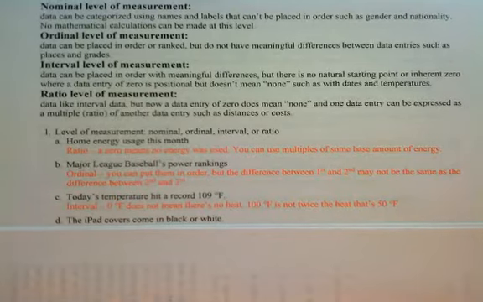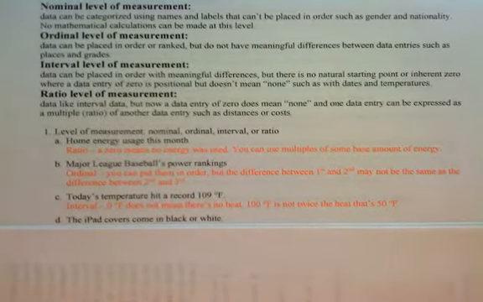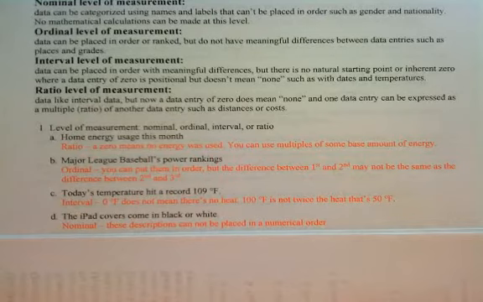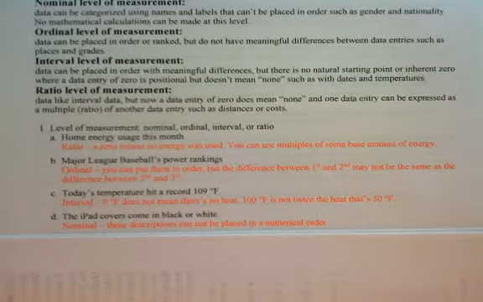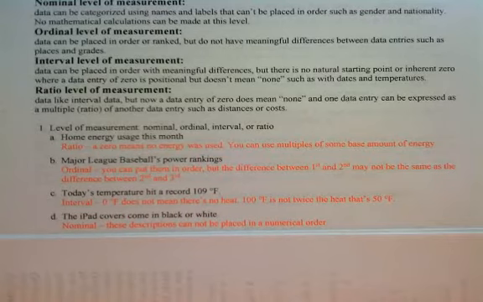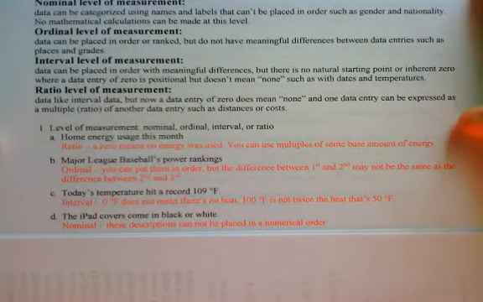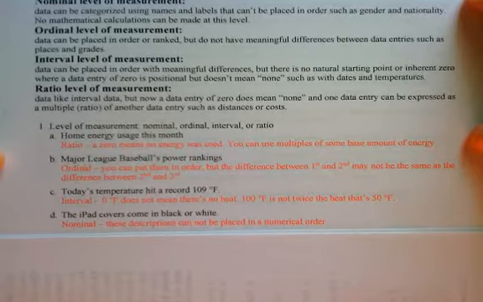And then, hey, iPad covers come in black and white. Of course, they come in all kinds of colors now, but when they first came out, that's what your choices were, black and white. That would be a nominal level of measurement. These descriptions cannot be placed in a numerical order. You can't really say that white is first and black is second. I mean, it's really choice, chocolate and vanilla. You can't really say which one comes first. People have preferences, but that's not something that's automatically in order.